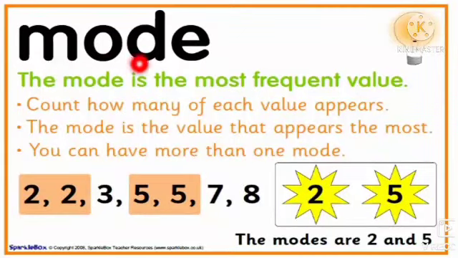Now let us see what mode is. The mode is the most frequent value. Count how many times each value appears. The mode is the value that appears the most, occurring many times in the sequence. You can have more than one mode. Yes, here in the given numbers 2, 2, 3, 5, 5, 7, 8, 2 and 5 appear 2 times each. If 2 modes are present in the data, then the data is said to be bimodal data.